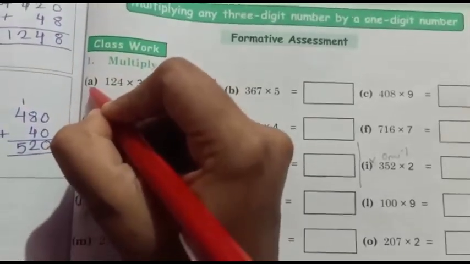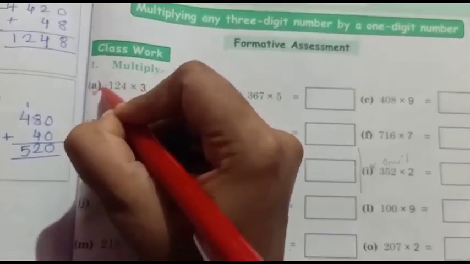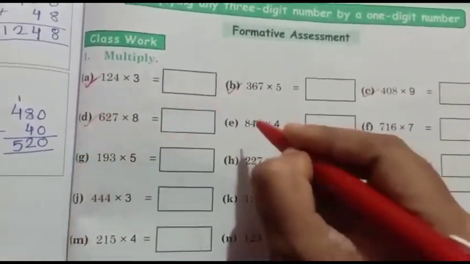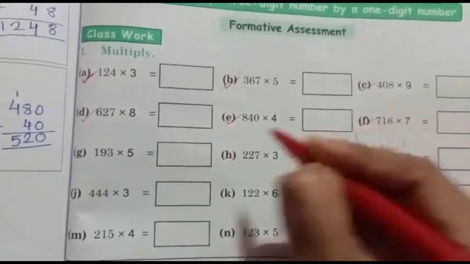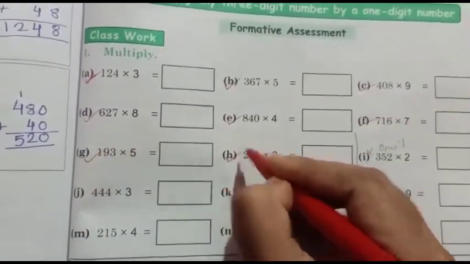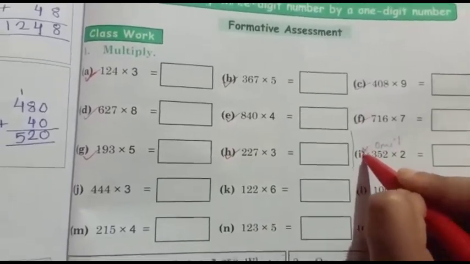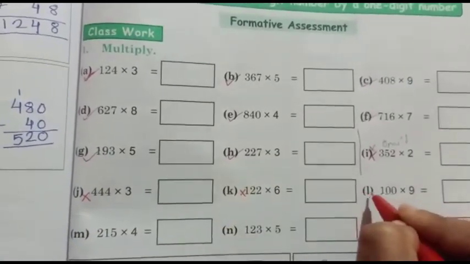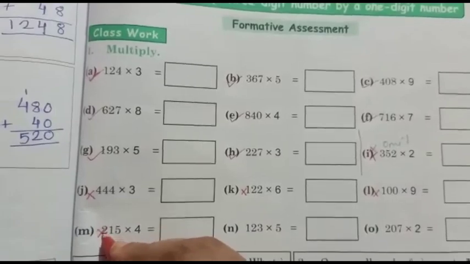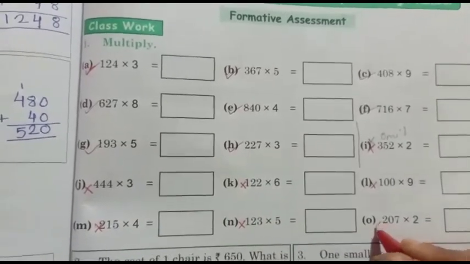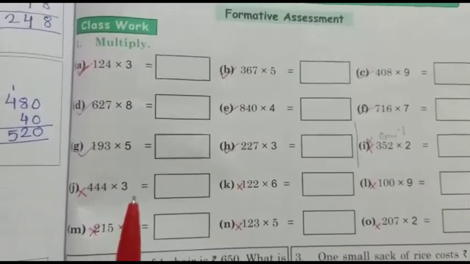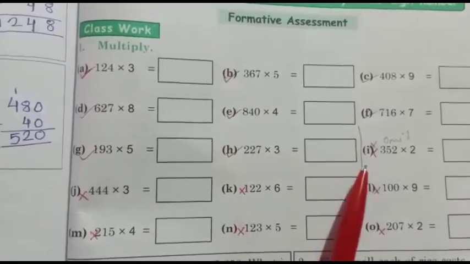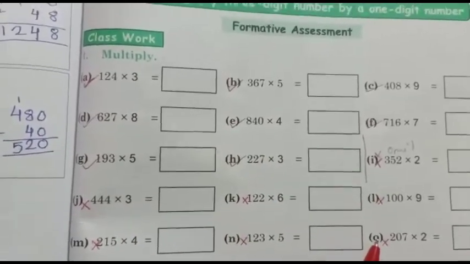Now students, you are going to study A, B, C, D, E, F, G, H, up till H. From I onwards, I, J, K, L, M, N and O, all these sums you are going to cancel. We study the sums from A to H, and the remaining sums till O you are supposed to cancel.